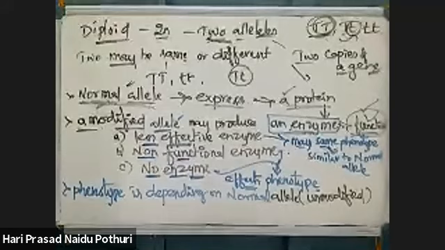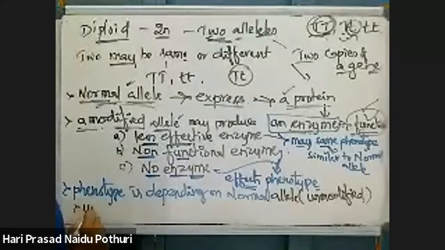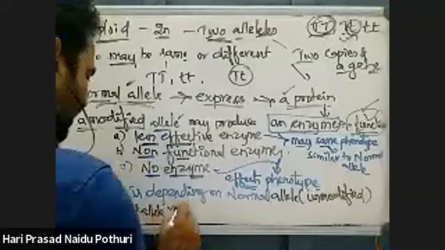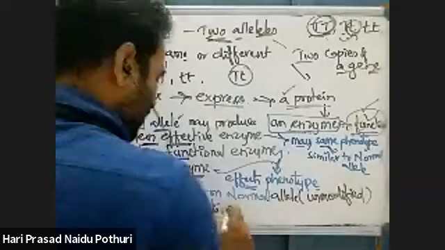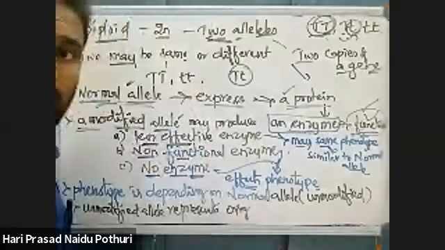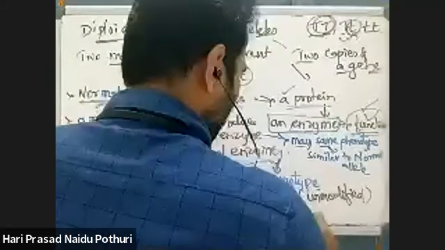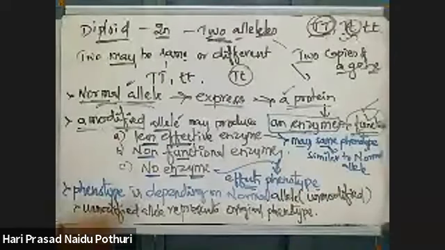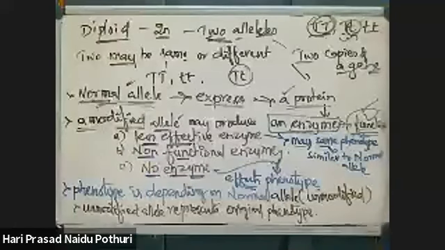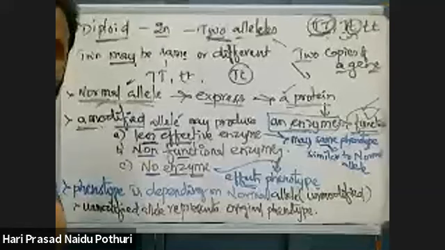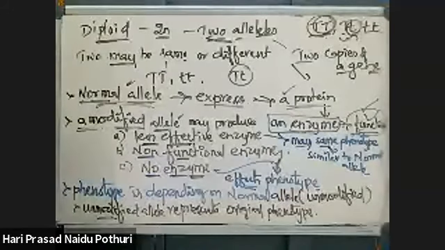This represents the unmodified allele, which is carrying the original phenotype. Whereas the second one is there, the modified allele.